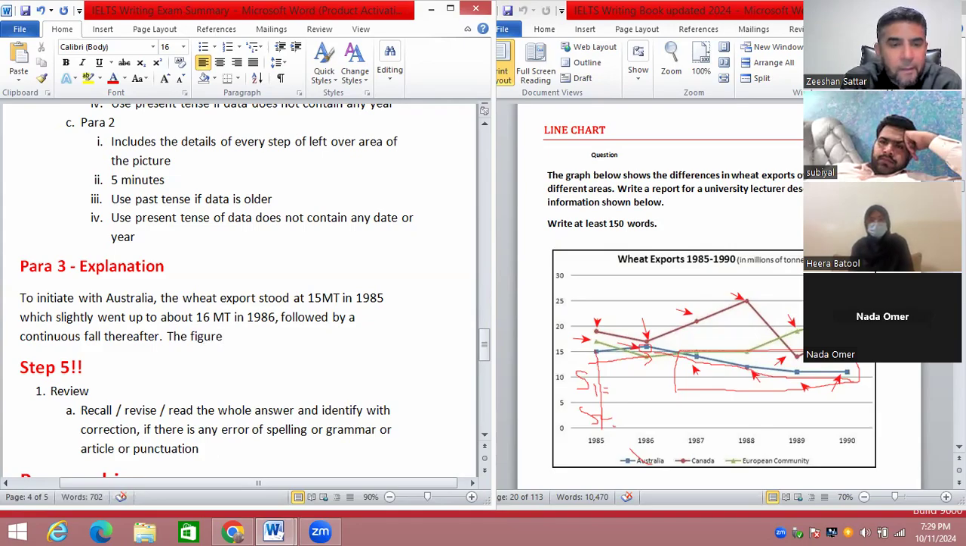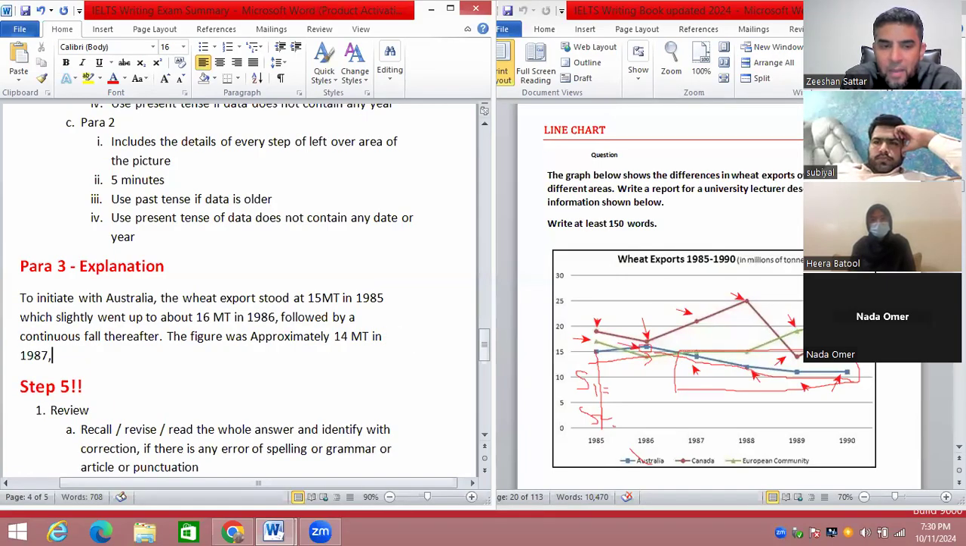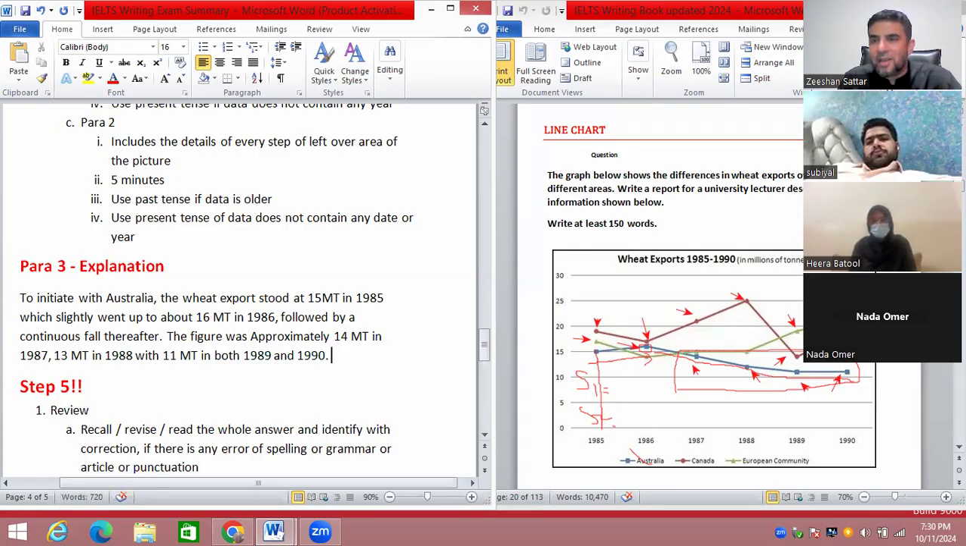Sentence number 2. The figure was approximately 14 million tons in 1987, 13 million tons in 1988, with 11 million tons in both 1989 and 1990, full stop. And that's all about Australia's explanation.